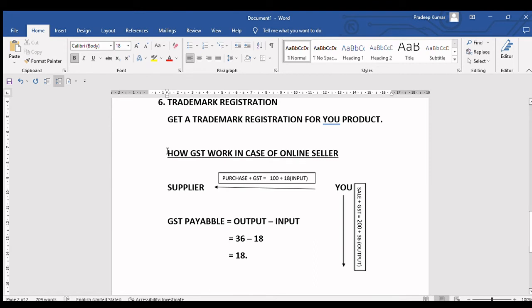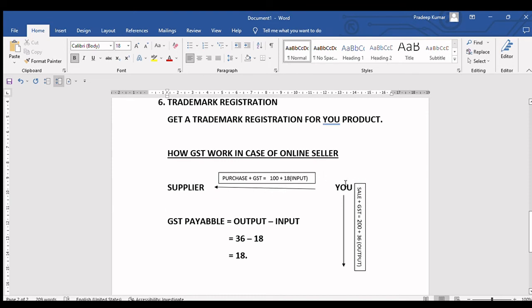So now the most important part, guys: how GST works in the case of online sellers. Let's suppose this is you, and you went to a supplier for purchasing goods worth rupees 100, and you pay 18% to the supplier. So this is your input: 18 rupees is your input as you pay GST. You will get the credit of this later on. So you ask the supplier to pay their GST on time so that you can get your 18 rupees input.